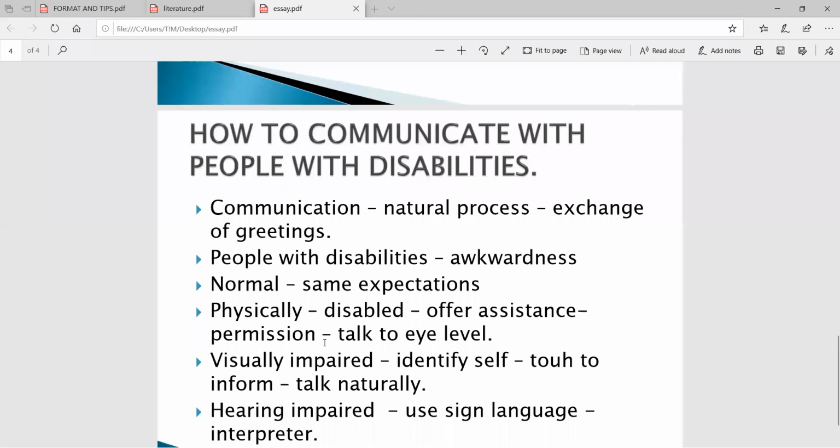Whenever we want to touch them, or talk to them, or help them, even though we are sincere in helping them, we need their permission, right? Because they might feel shy or uncomfortable. And the most important thing is to talk at eye level. When you talk to them, you should maintain eye level, meaning you look at them eye to eye. That's a way of showing respect.